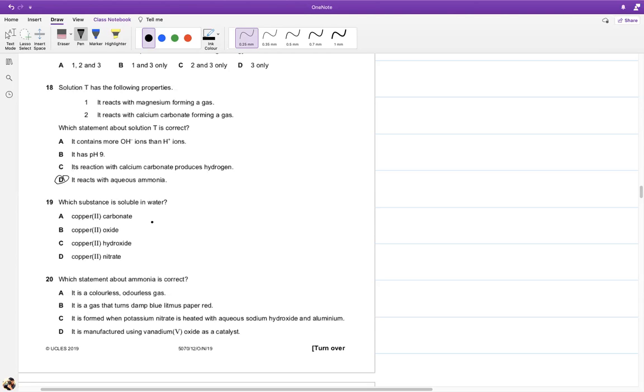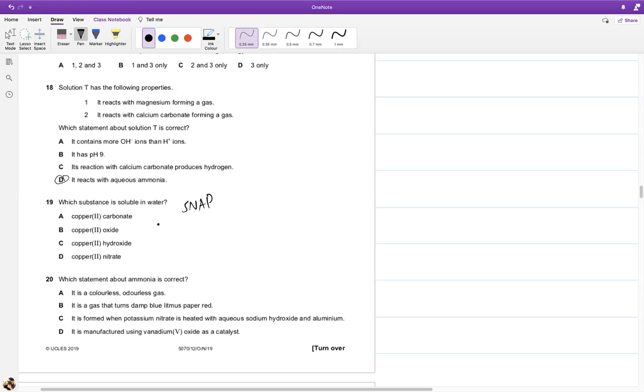Which substance is soluble in water? Something that you have to memorize, no concept involved. We know that snap salts are soluble. In the case of carbonates, they're insoluble. In the case of phosphates, they're insoluble. In the case of oxides, they're insoluble.